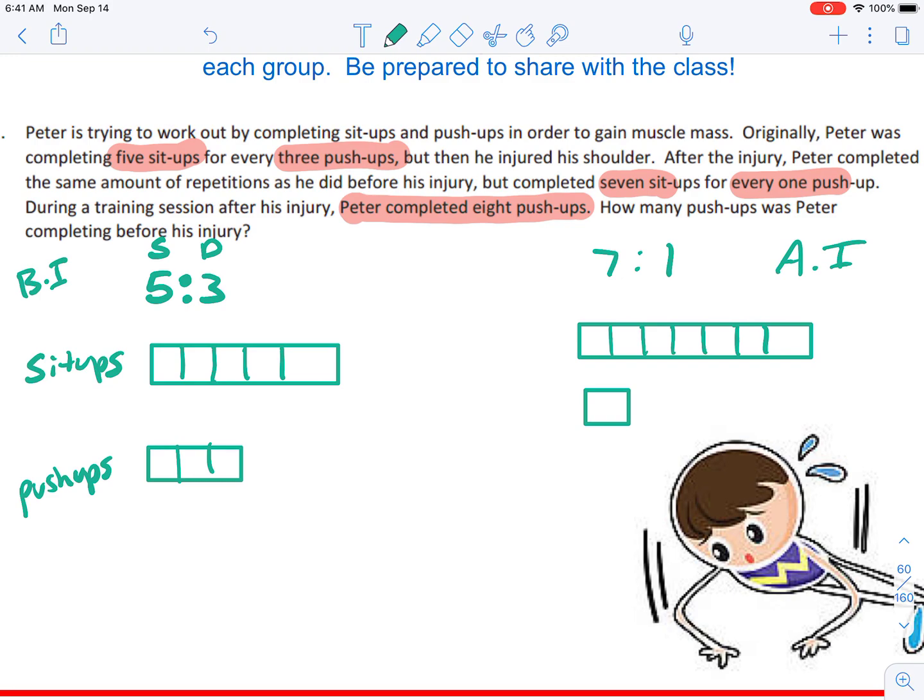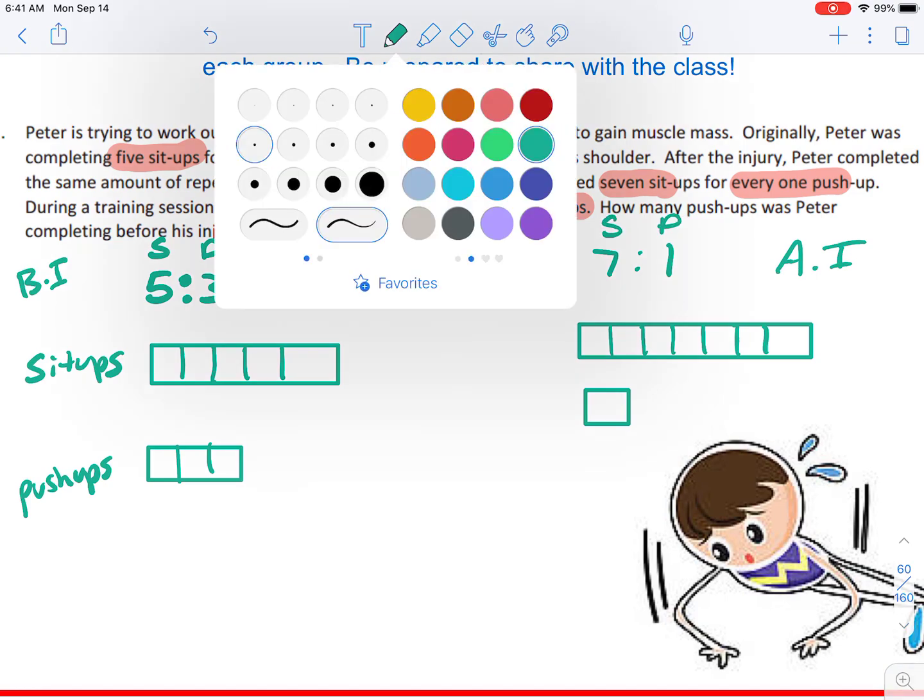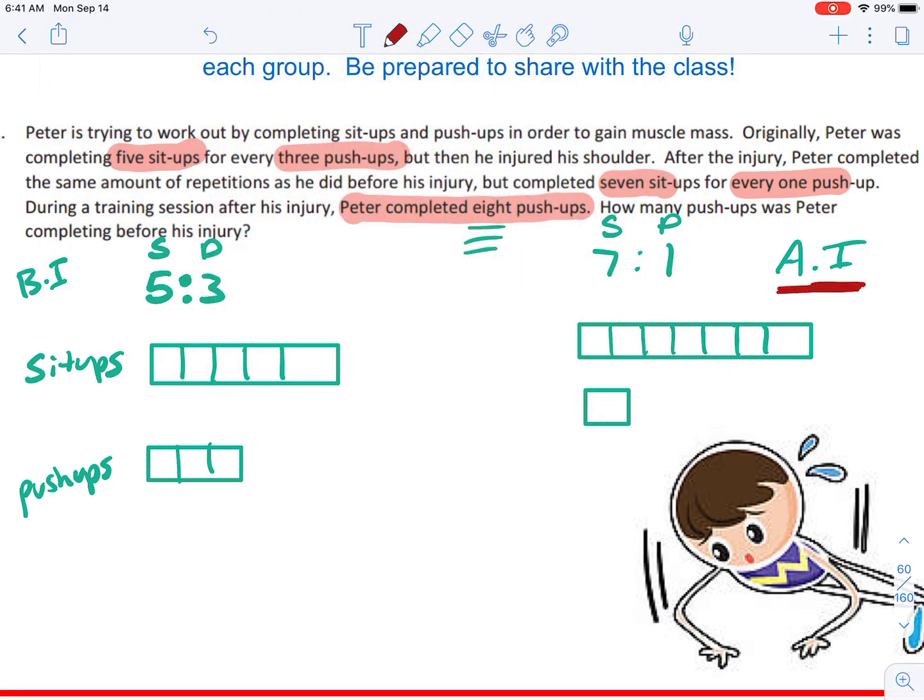Okay, so it says during a training session after his injury, Peter completed 8 push-ups. Remember, our ratio is sit-ups to push-ups, and we're talking about after his injury. How many push-ups was Peter completing after his injury, or before his injury?